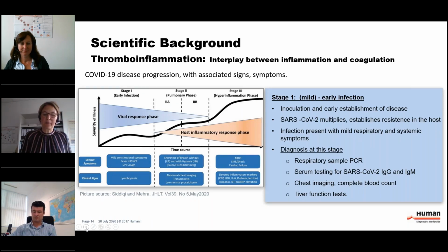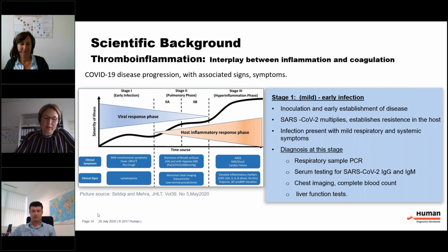Now let's have a look at the figure from the Journal of Heart and Lung Transplantation, where the authors Siddiqui and Mehra illustrate 3 possible escalating phases of COVID-19 disease progression with associated signs and symptoms. On the x-axis, we see the time course divided into the 3 stages, and the y-axis indicates the severity of the illness. Let's go through the 3 stages and their characteristics.